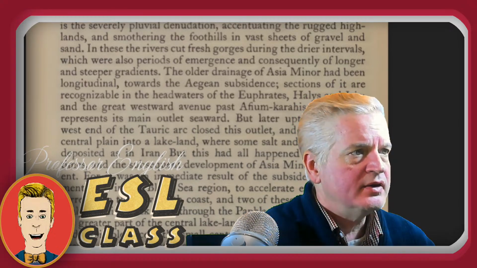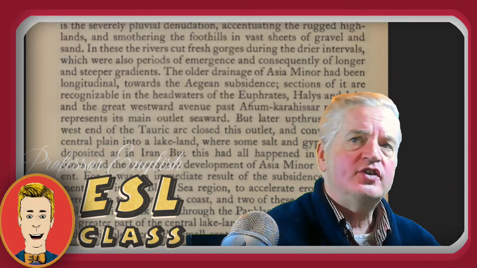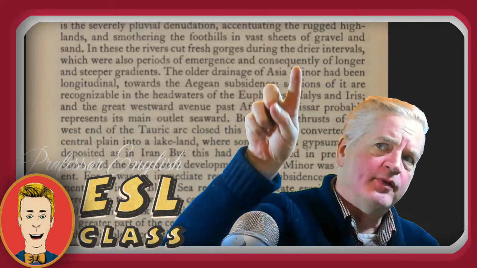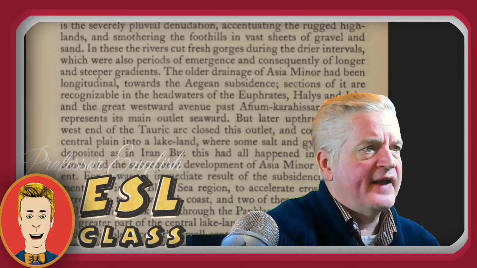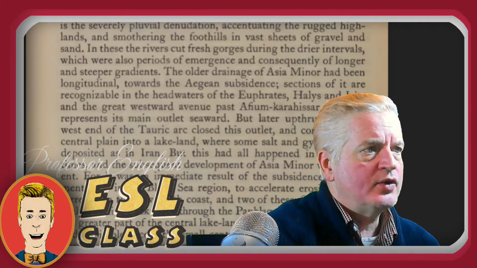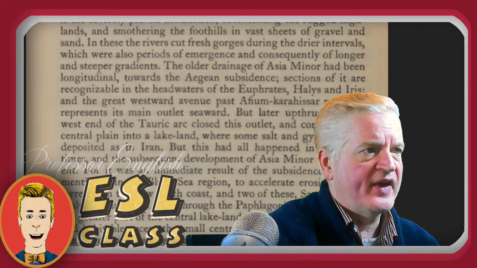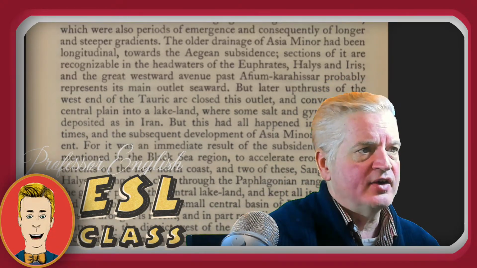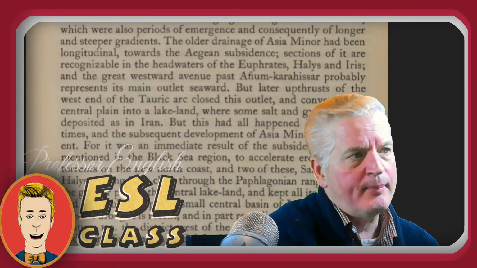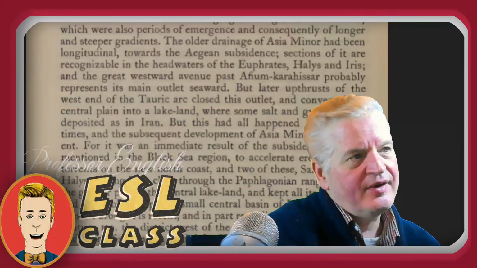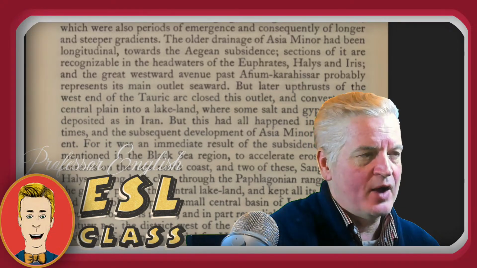Well, how did they use it here? The old drainage system of Asia Minor had been longitudinal. So the drainage system of the water ran like north to south or south to north. And the older drainage towards the Aegean subsidence, sections of it are recognizable in the headwaters of the Euphrates, Halys, and Iris. And the great westward avenue past Aphium Karahisar probably represent its main outlet seaward.